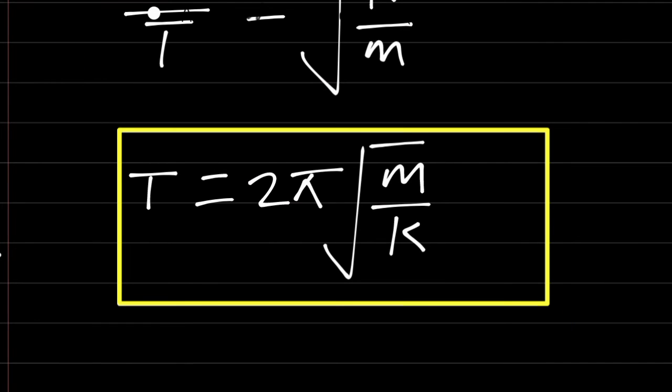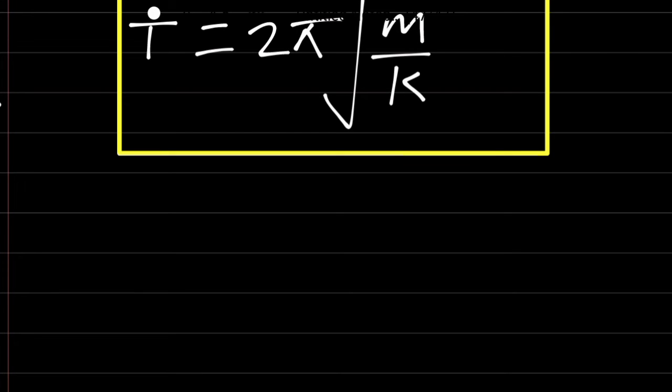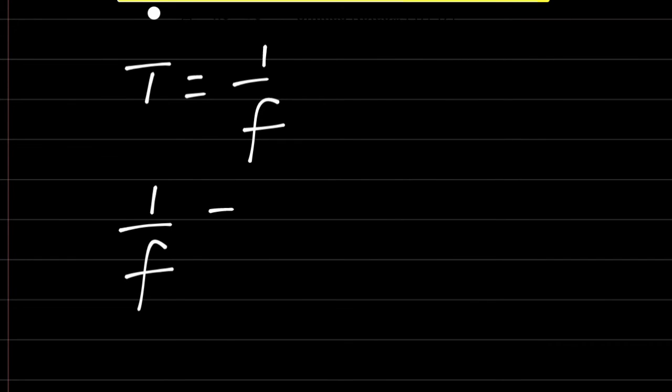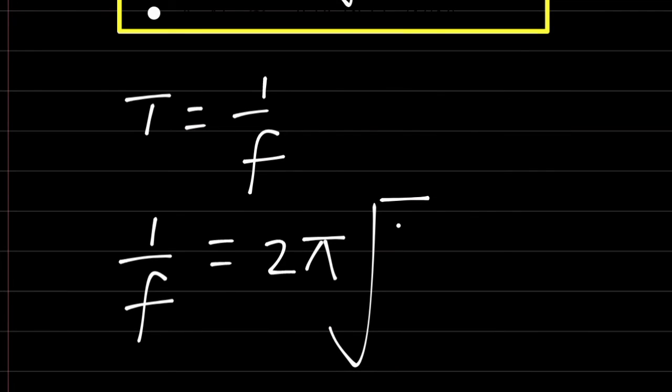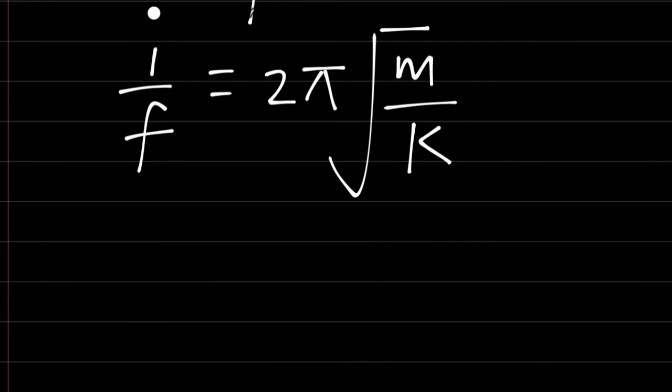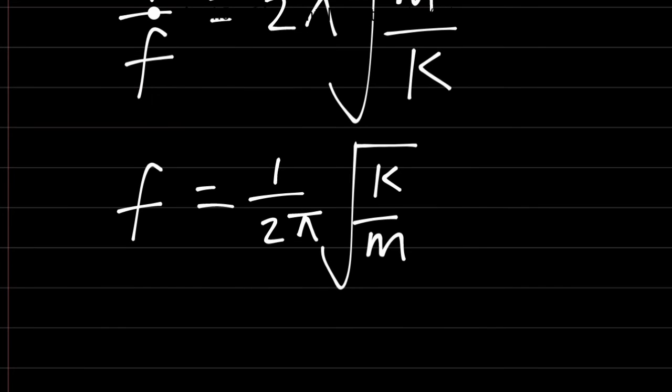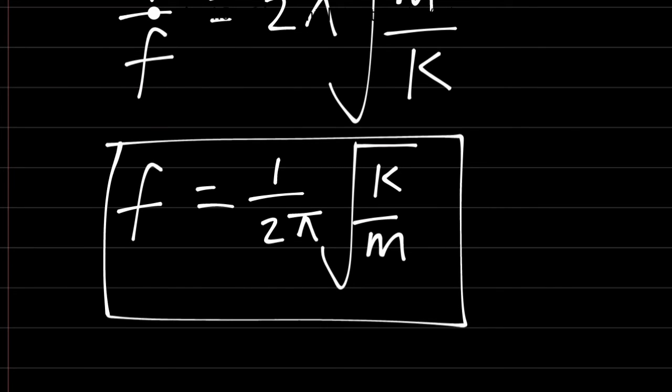Now we want to get the frequency. Don't forget that period is equal to what? 1 over frequency. Therefore, I have 1 over frequency is actually equal to what? 2 pi square root of m over k. Let's make f the subject of the formula. F is equal to 1 over 2 pi root k over m. We've gotten the period and we've gotten the frequency.